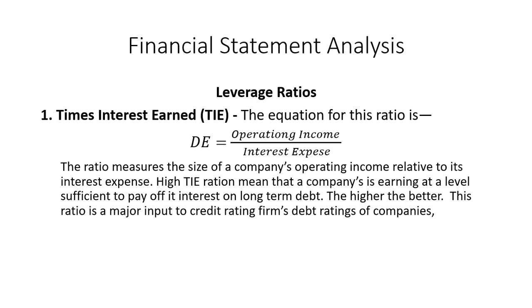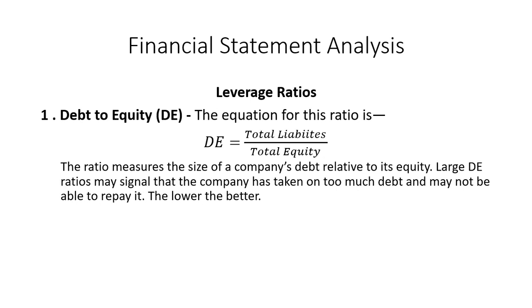This ratio is a major input to credit rating firms. I should have put the apostrophe after the S. Debt ratings of companies. So this ratio, although very simple, is a major input into whether a company has a AAA rating, AA rating, et cetera, et cetera. Okay, finally, debt to equity ratio.